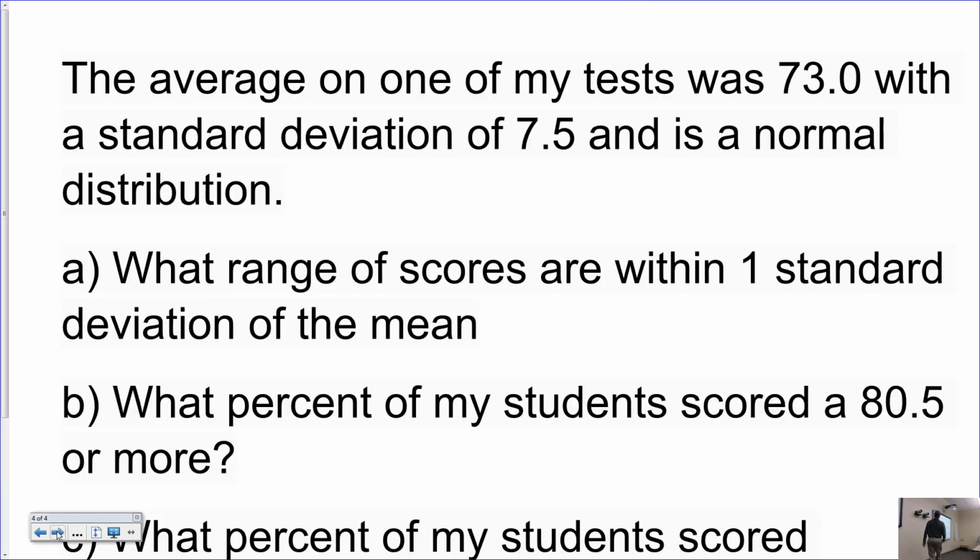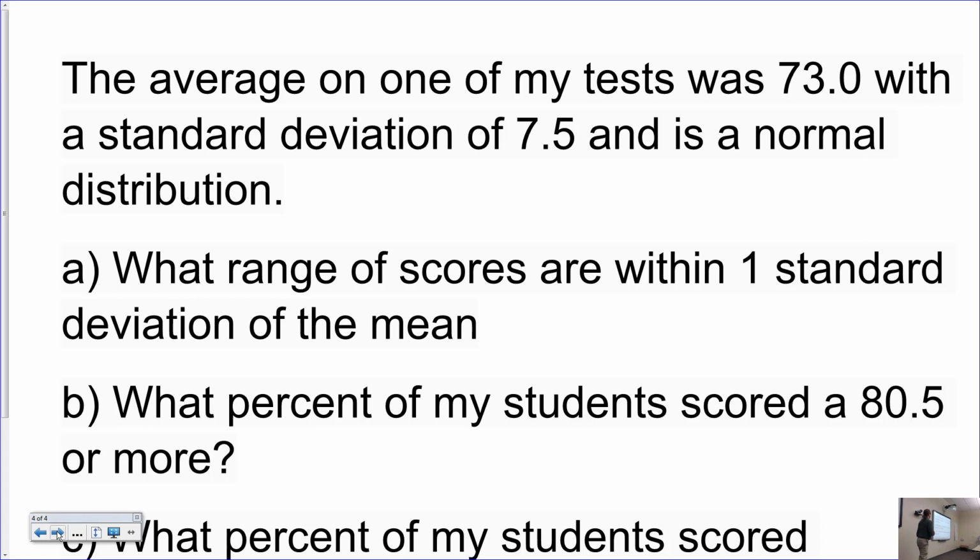All right, how about the last one? Standard deviation, normal population stuff. So one of the tests I gave had an average of 73 with a standard deviation of 7.5, and I claimed that it was normal. None of my tests are ever normal, folks, so don't worry about it. But let's just pretend that it was.